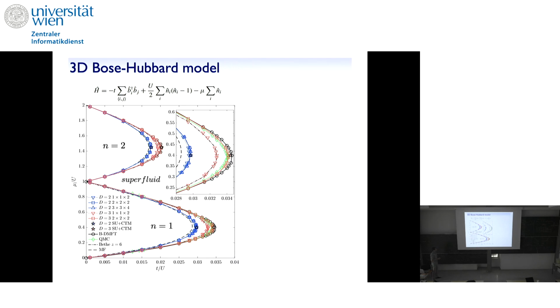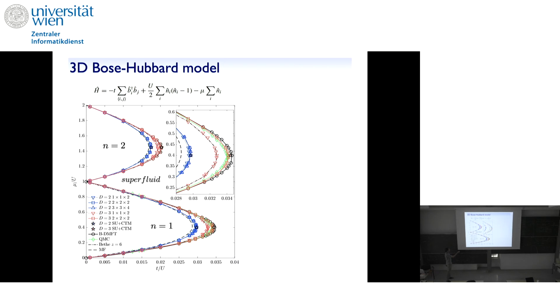Okay, and then we also did benchmarks for the 3D Bose-Hubbard model. So here you have the superfluid phase for large t over U, and here are the Mott insulating phases, the n equals 1 Mott lobe and n equals 2 Mott lobe. And here I show you comparison with quantum Monte Carlo in green, and then also with the bosonic DMFT. So first observation is that for D equals 2, we can already obtain a systematic improvement over the mean field result, shown here by the dashed line. And then if we go to D equals 3, we are actually already quite close to the quantum Monte Carlo result, and also better than this bosonic DMFT calculation.